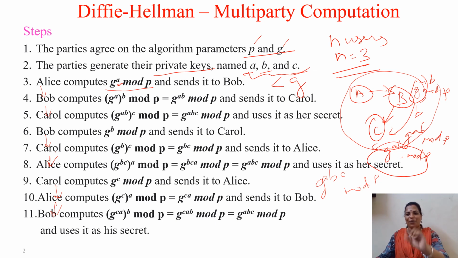But don't compute only the first step and then say that this is the shared secret key everyone has. Likewise, don't say that. You have to compute all these steps, and follow all of them. Finally, Alice has the shared secret key, Bob has the shared secret key, and Carol has the shared secret key. This way you have to compute. So these are the steps involved in multi-party computation.